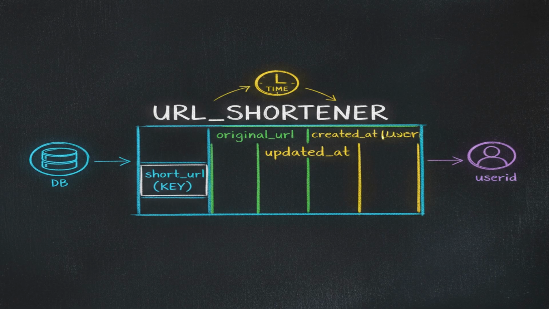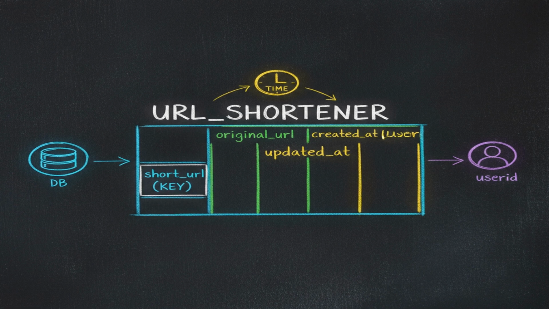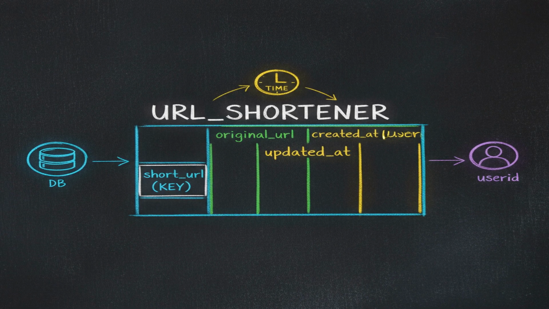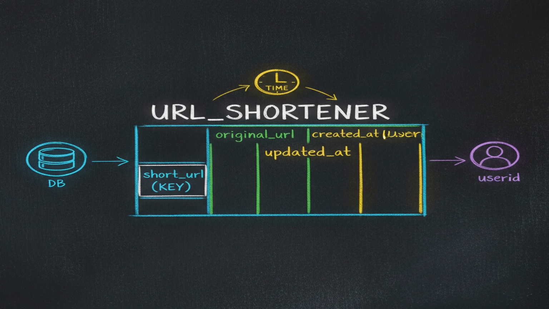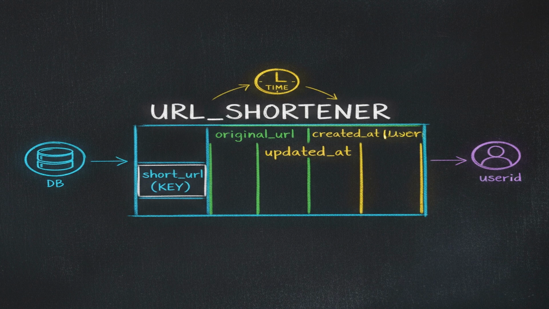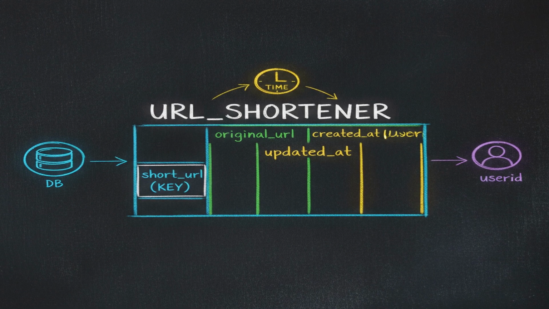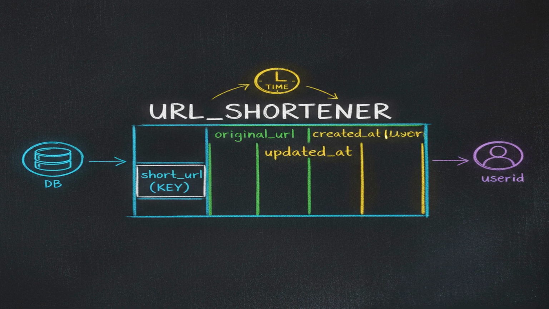Now, let's design the data model. We'll use a NoSQL database, like Cassandra. The schema will include the short URL, the original URL, a creation timestamp, and an optional expiration timestamp. The key will be the short URL, allowing for fast lookups. Pause here and think, what's missing from this schema?